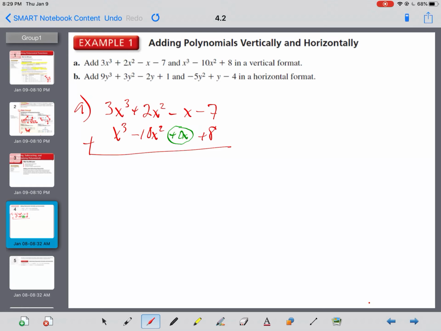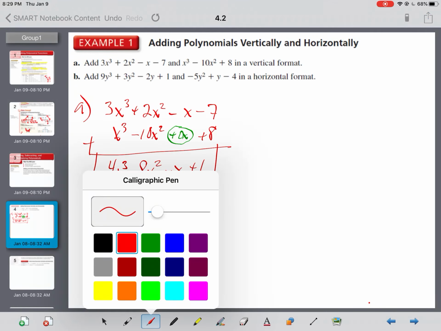Now it doesn't matter if you go left to right or right to left because they're not going to carry over. So I'll do left to right. 3x to the third plus 1x to the third is 4x to the third. 2x squared minus 10x squared is negative 8x squared. Negative x and nothing is negative x. Negative 7 and 8 is positive 1. Works the same if we do it the other way.